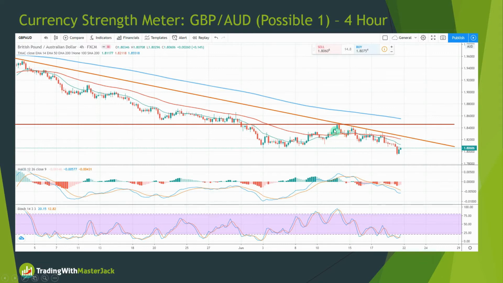It would have been a great entry opportunity over here with this bearish engulfing candlestick, and even over there we had a shooting star, so that would have also been a great entry opportunity in the previous week. But now we are here, so let's look at where our next possible entry position would be.